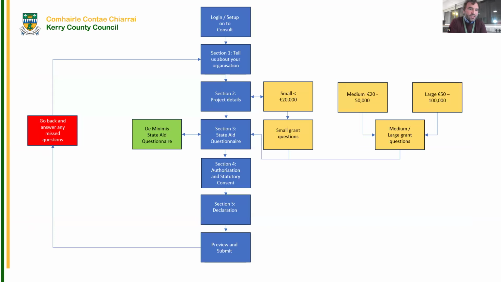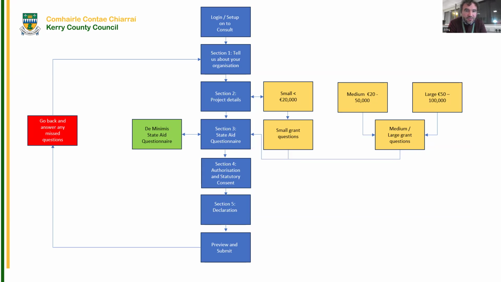So a bit of a flow chart here to detail the ins and outs of the application. There's 5 sections to the application form. So the first section is you're telling us about your organisation. Then the next section is the project details.